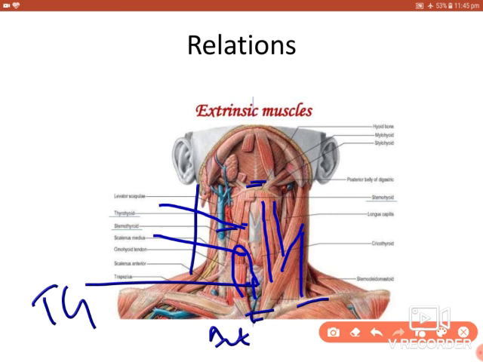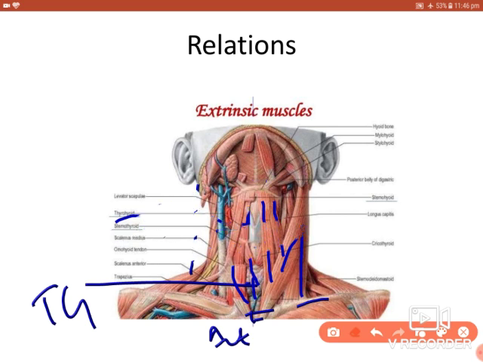Here we'll get the lobe of the thyroid gland. The apex relates anterolaterally to the sternothyroid muscle, and behind, posteromedially, we get the inferior constrictor muscle of the pharynx. So the apex is between the sternothyroid and the inferior constrictor muscle. During enlargement of the thyroid gland, it won't extend above this level.